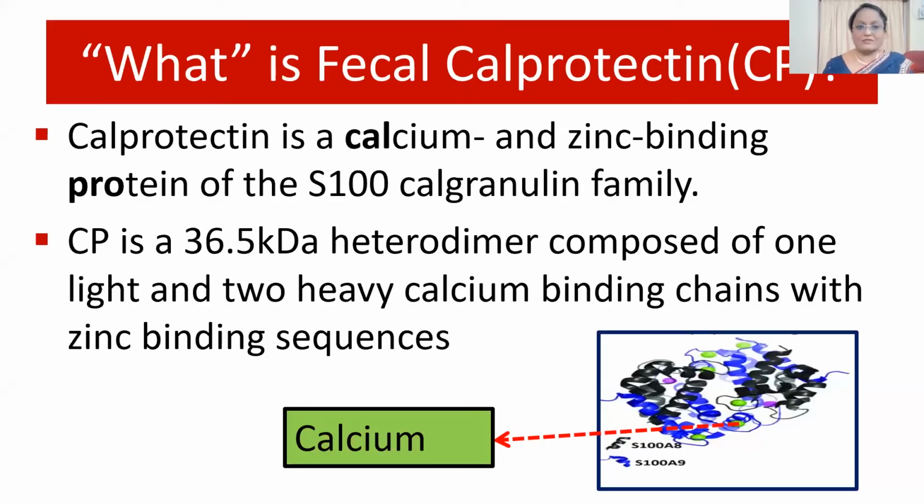What is fecal calprotectin? Calprotectin is a calcium and zinc binding protein of the S100 calgranulin family. It is a 36.5 kDa heterodimer composed of one light chain, which you can see in this cartoon, and two heavy chain calcium binding chains with zinc binding consequences. The green spheres are the calcium ions. So this is the cartoon of the calprotectin.